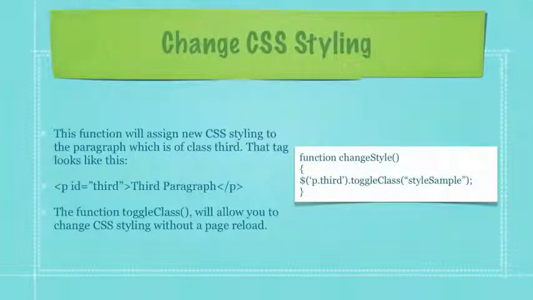This function will assign new CSS styling to the paragraph, which is of class third, and that tag you can see right here in the second bulleted item on the left. The function toggle class will allow you to change CSS styling without a page reload.